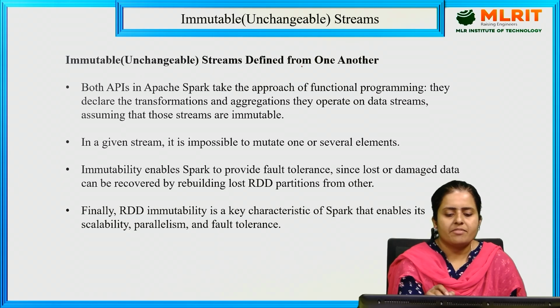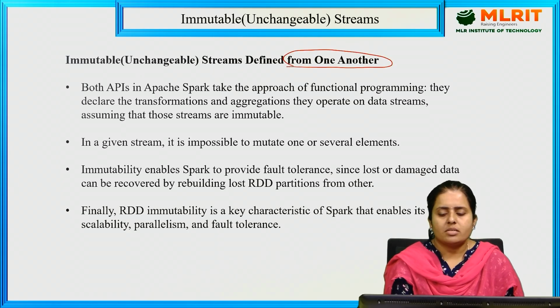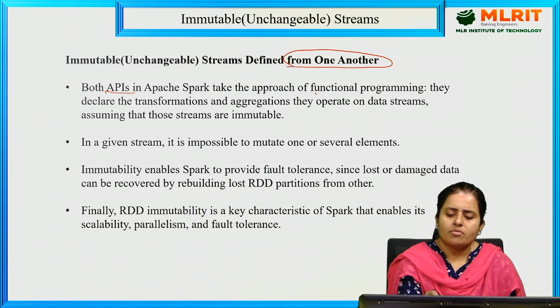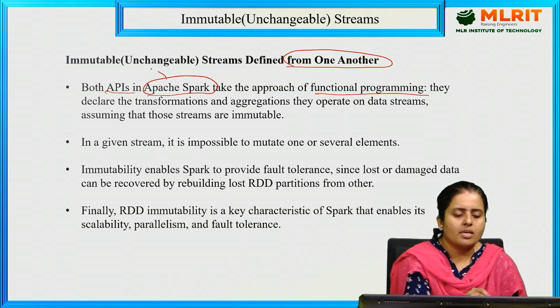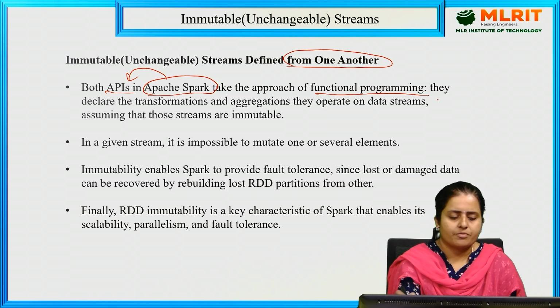Immutable streams are defined from one another. How can we define immutability from one stream to another stream? Both APIs in Apache Spark take the approach of functional programming. Especially, Apache Spark works with functional APIs. API is nothing but application programming interface. They declare the transformations and aggregations. They operate on data streams, assuming that those streams are immutable.